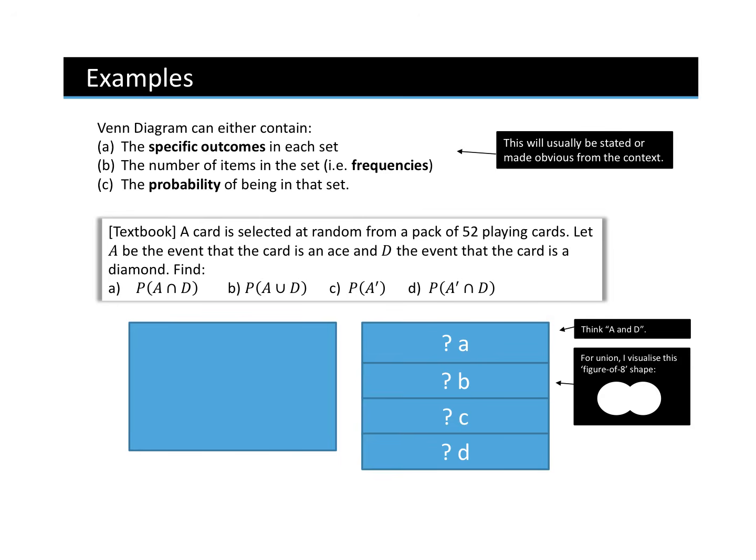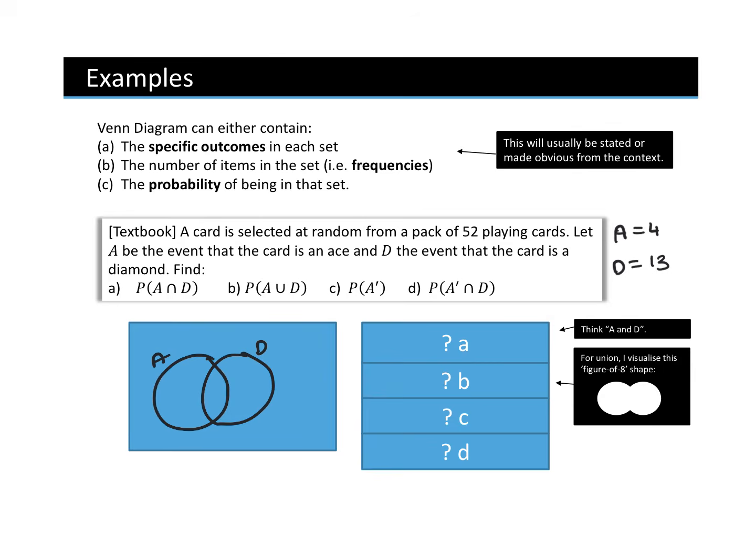For this question, a card is selected at random from a pack of 52 playing cards. Let A be the event that the card is an ace, and D be the event that the card is a diamond. Okay, well, first of all, what do we know about a pack of cards? So, A, D. Now, A is aces. How many aces are in a pack of cards? 4. D is diamonds. How many diamonds are in a pack of cards? 13. That's because there's 4 suits in a pack of cards. 52 in a deck. 52 divided by 4, 13.